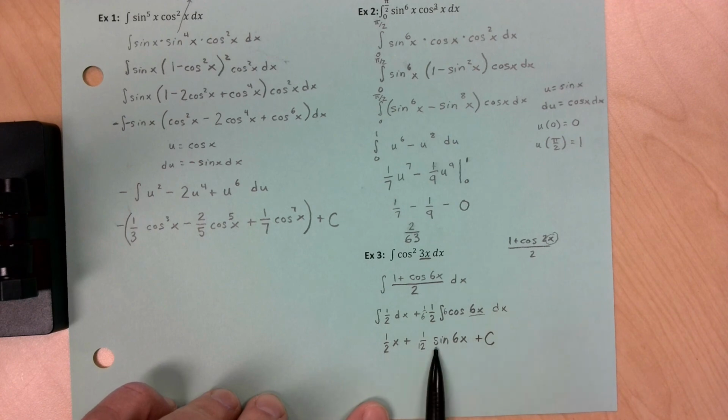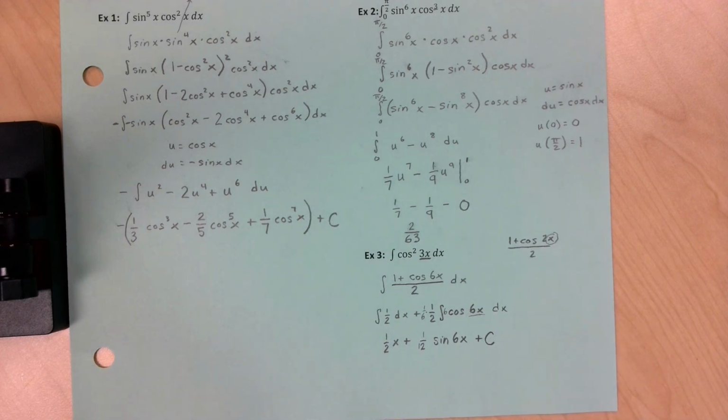Quick check. Derivative of sine 6x would be cosine 6x times 6. 6 times 1/12 is 1/2. So we did it right. Okay, folks. So that's trig integrals in a nutshell. I will have a second video for the back side.